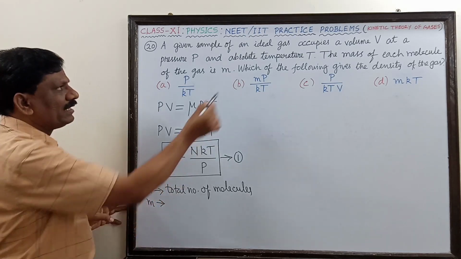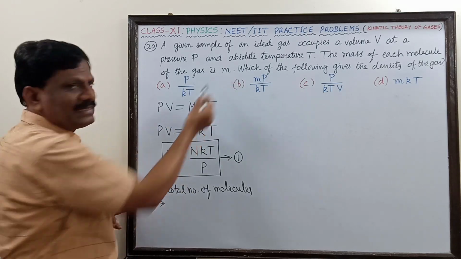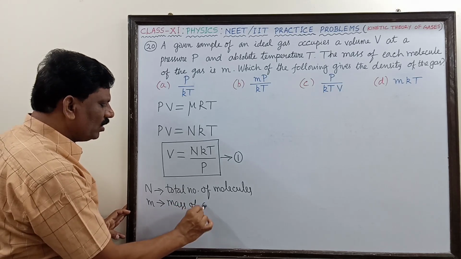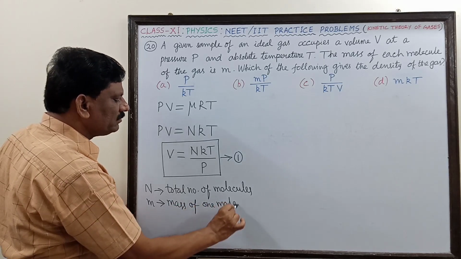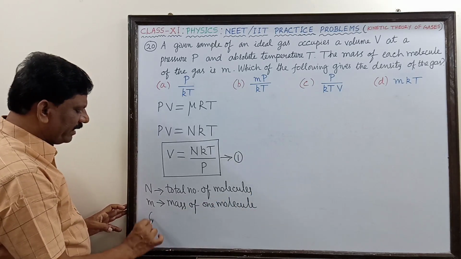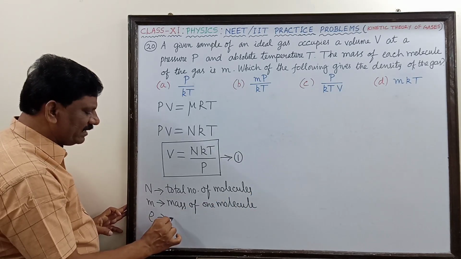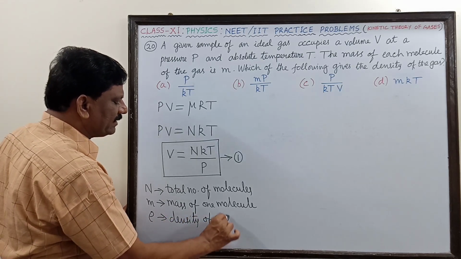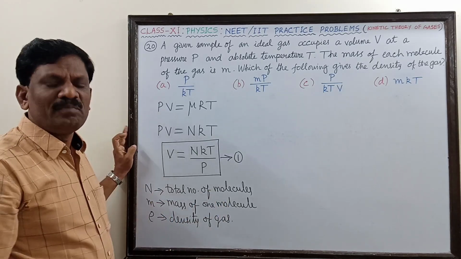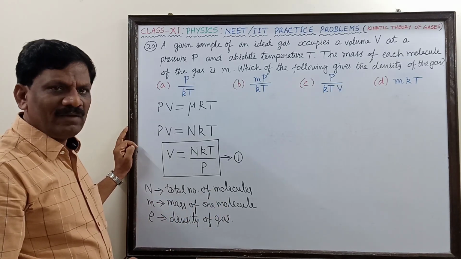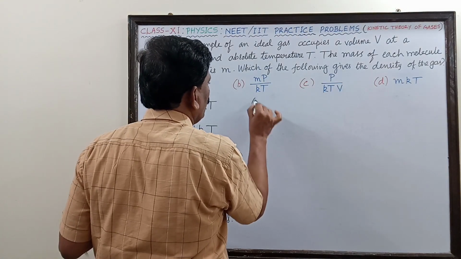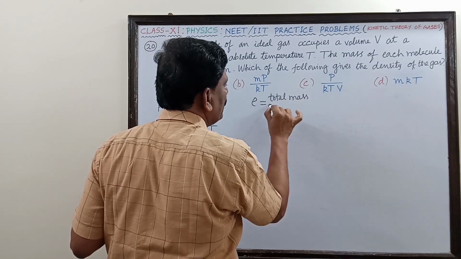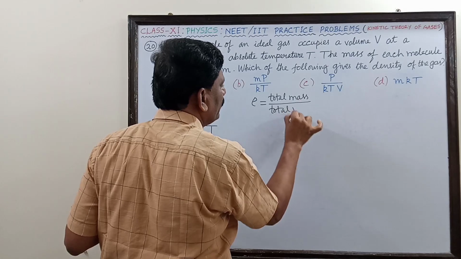Okay, then what is given here? Small m is the mass of one molecule. Then I will take rho. This is the symbol for the density of the gas. So the density of a gas is equal to what? Total mass divided by the total volume. Is it not? So rho, the density, is equal to the total mass of the gas divided by the total volume.